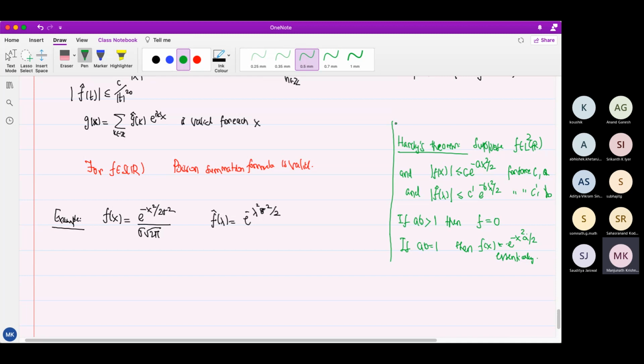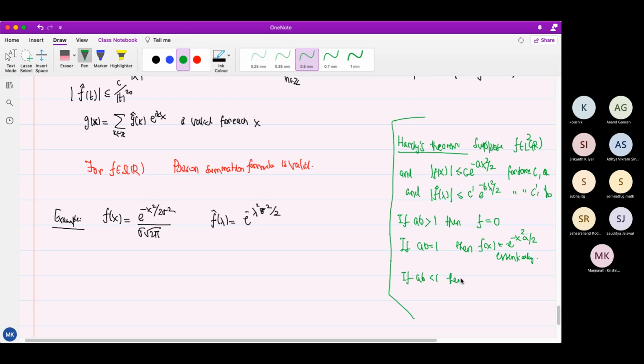Maybe you can finish the statement. If ab is less than 1, then there are infinitely many such f. I mean, if ab is less than 1, what should I say? Then there are infinitely many such f which decay like that. For instance, Hermite works, but even Gaussians you can take themselves. That's why I didn't write it, because you can slightly decrease the Gaussian, right?